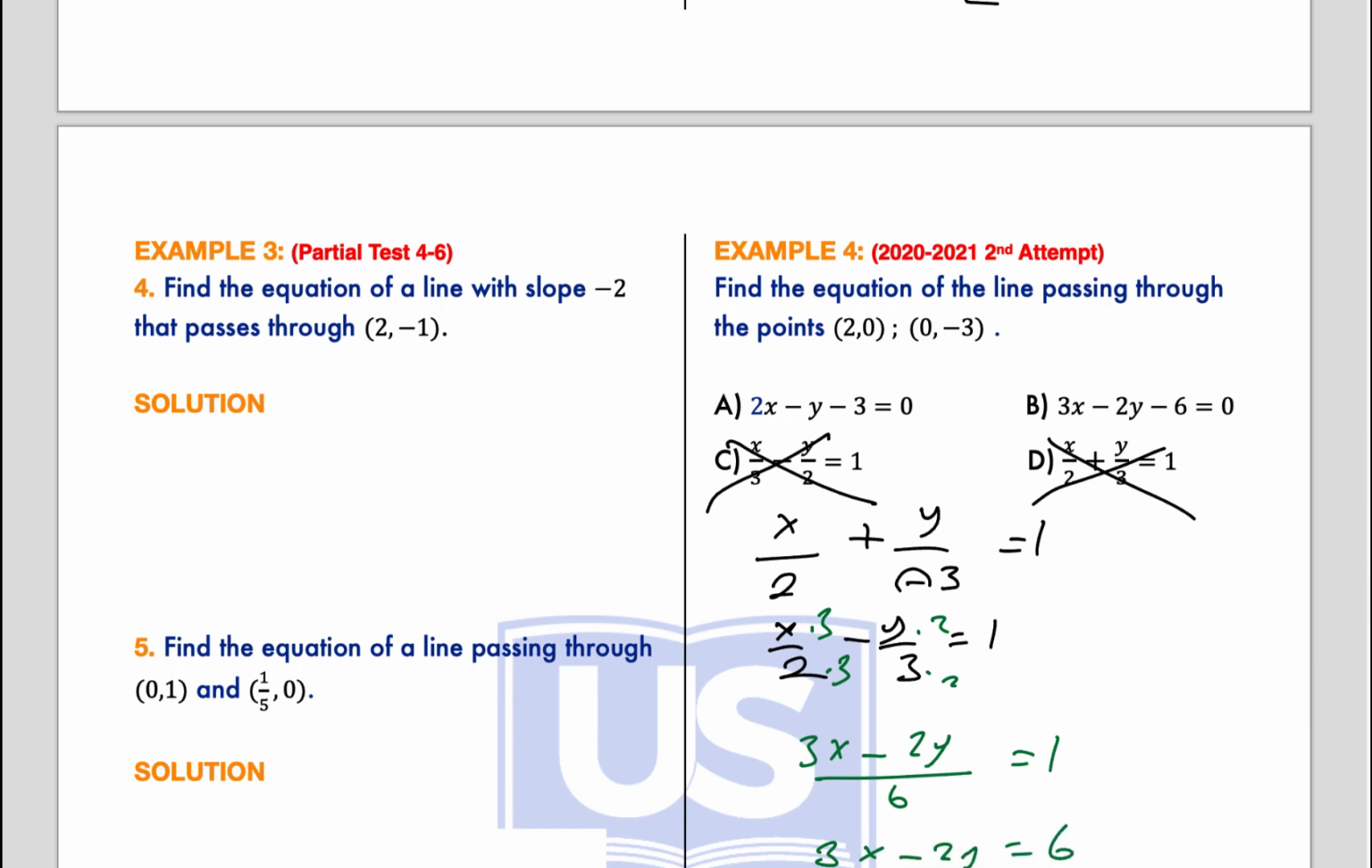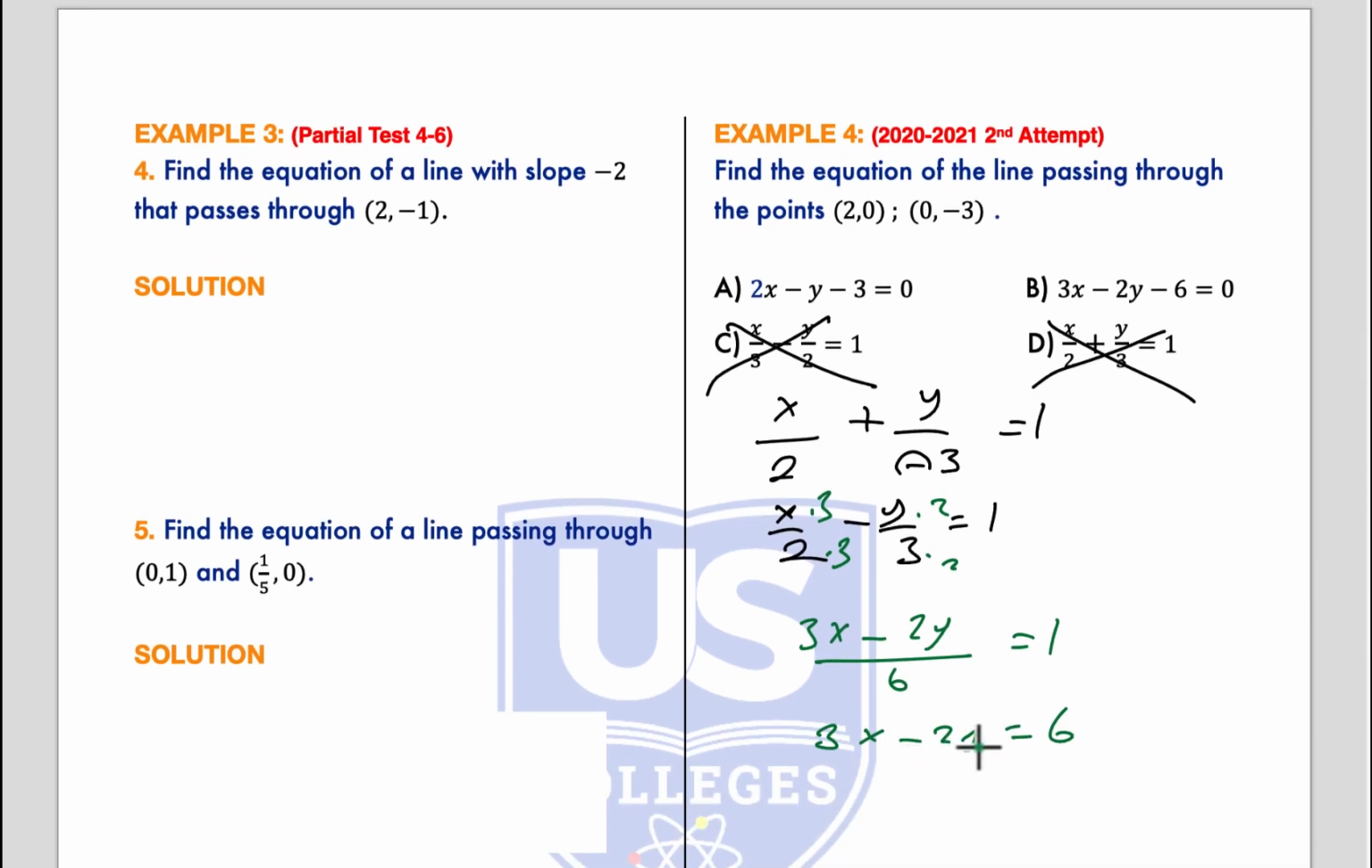Which option has this? 3x minus 2y equals 6. One can bring 6 to the other side. So it seems it is B. 3x minus 2y minus 6 equals 0. By the way, this form is called general form. We also studied this in grade 10. If x, y, and the number are on the same side, it is called general form.